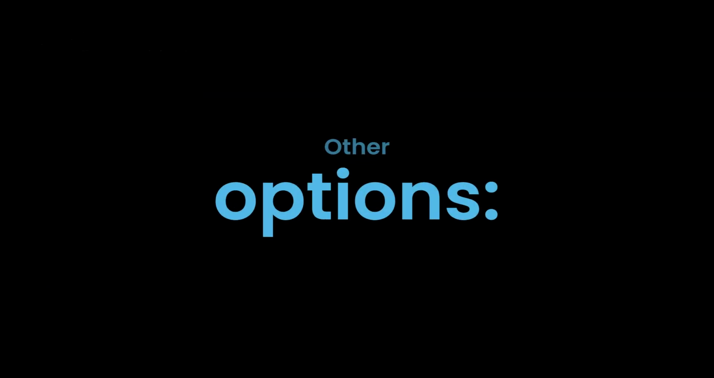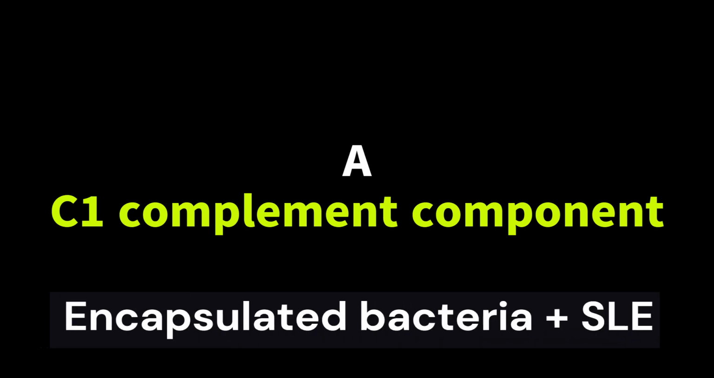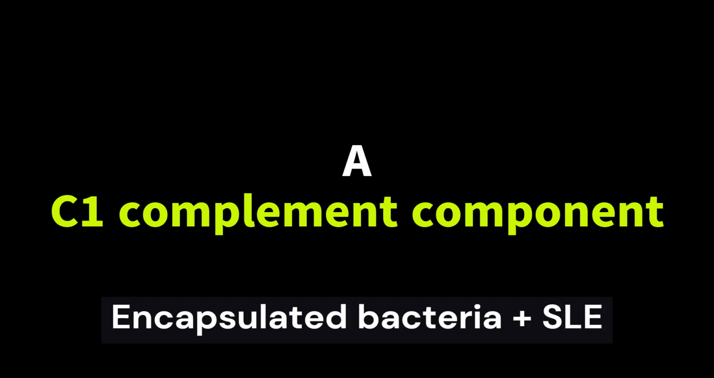If you choose any option other than C, you are wrong. Let's briefly discuss the other options. A. C1 complement component. Deficiency of the C1 complement component causes increased susceptibility to encapsulated bacteria, for example Streptococcus pneumoniae, Haemophilus influenzae, Neisseria meningitidis, and also predisposes to developing systemic lupus erythematosus.